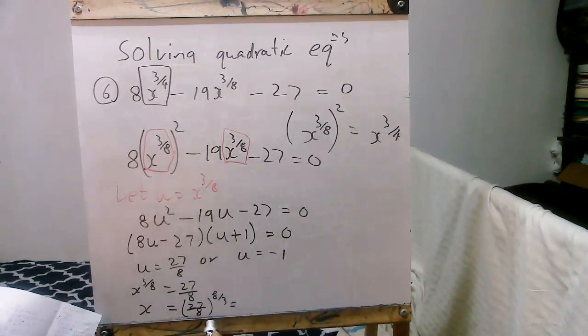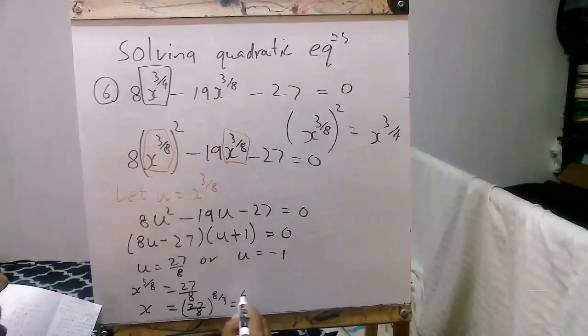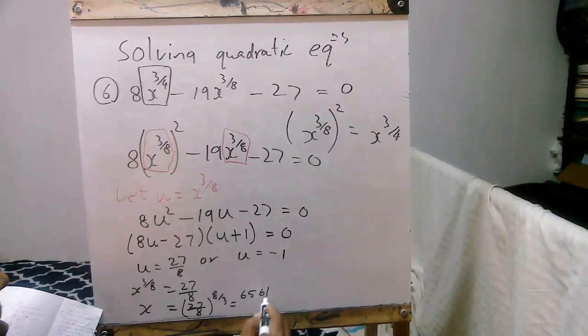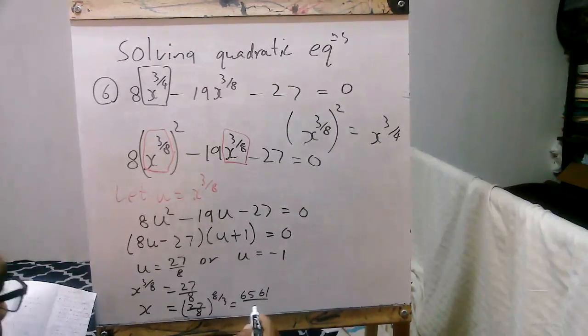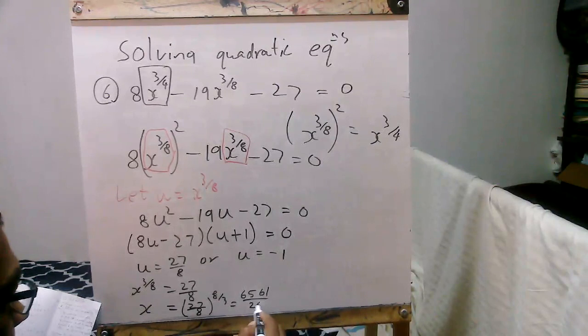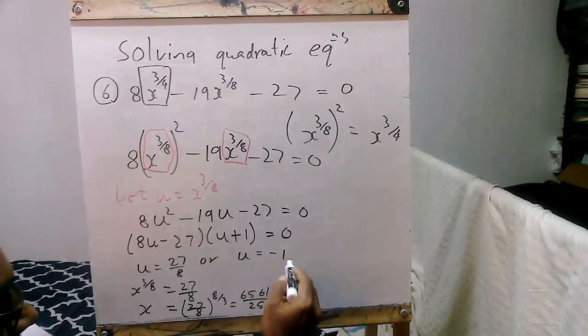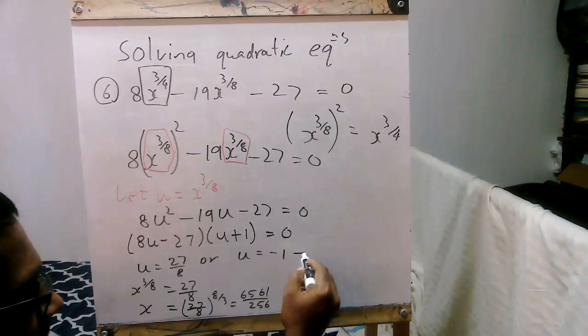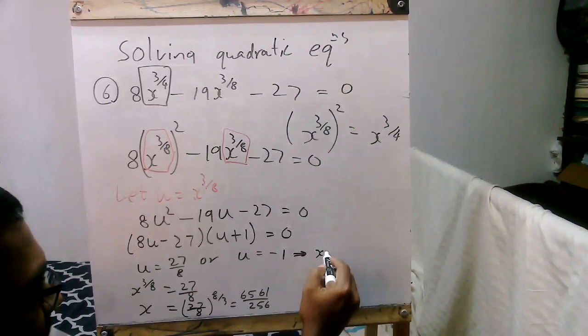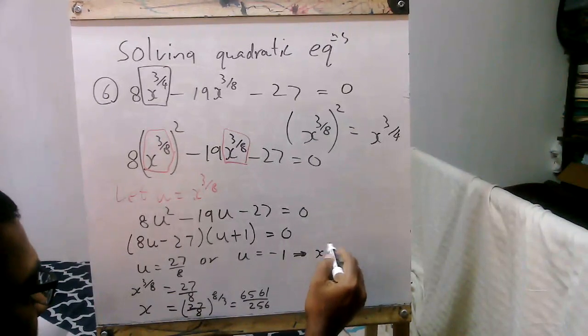This is 256. This one gives us x to the 3 over 8.